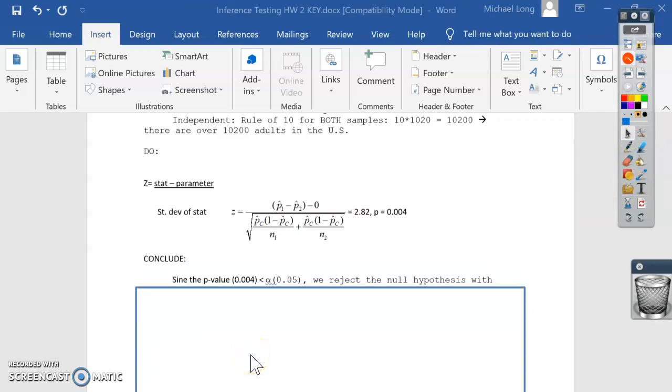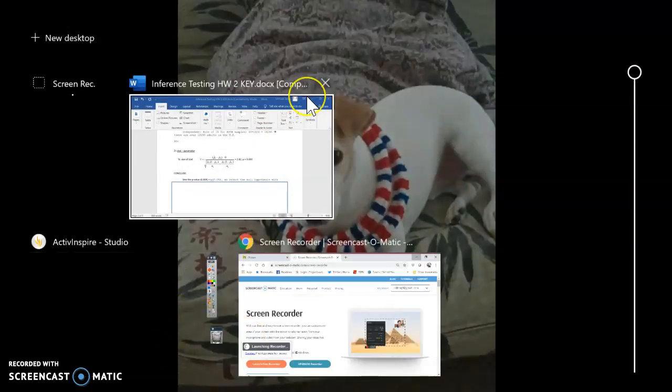So this is where you have in words, z equals stat minus parameter over standard deviation of the statistic. Notice I use z because this is categorical. Reminder, we always use t when it's quantitative. This is the formula from the formula sheet. So I copied that down, and then I punched it in my calculator. I'm going to show you how I did that here in just a second. And I punched it in and got my z statistic and my p-value. So I'll show you how that works on the calculator.